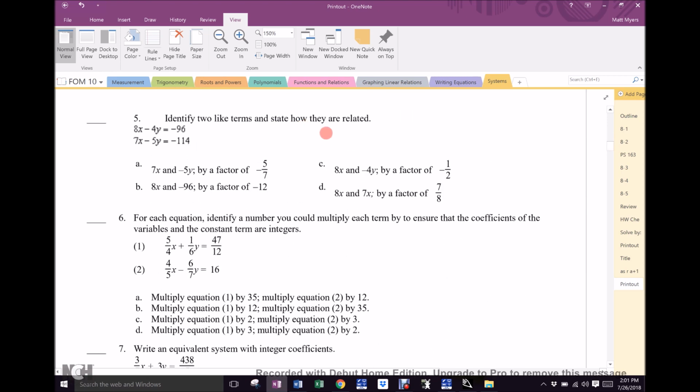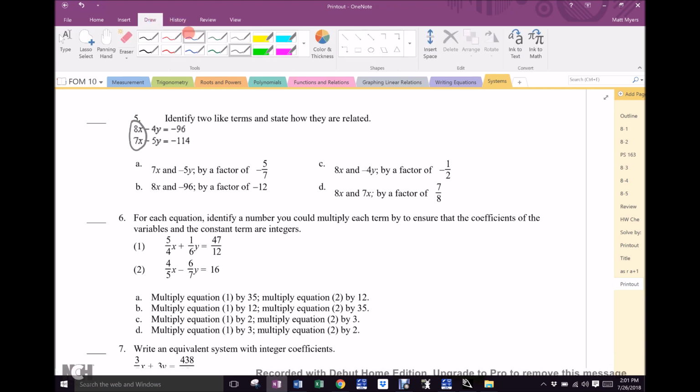Identify the two like terms. Well, there's one set of like terms. There's the other set of like terms. So I look down here. Okay, so it has to be D because 8x and 7x are the only pair of like terms.